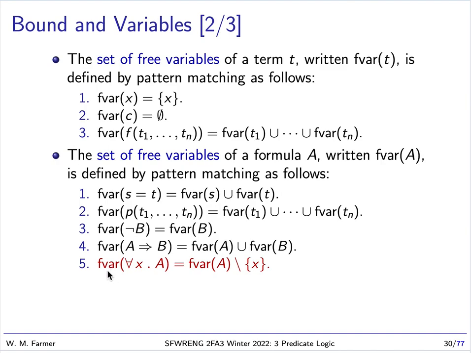But the last case, when we have a universal quantification, is different because we have a binder. The free variables of for all x A are going to be the free variables of A where we take away x. So x cannot be a free variable of this because this is a universal quantification and x is being bound.